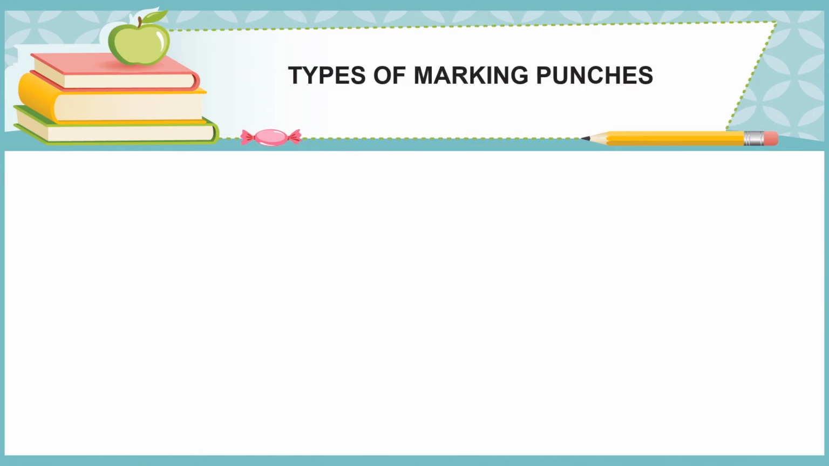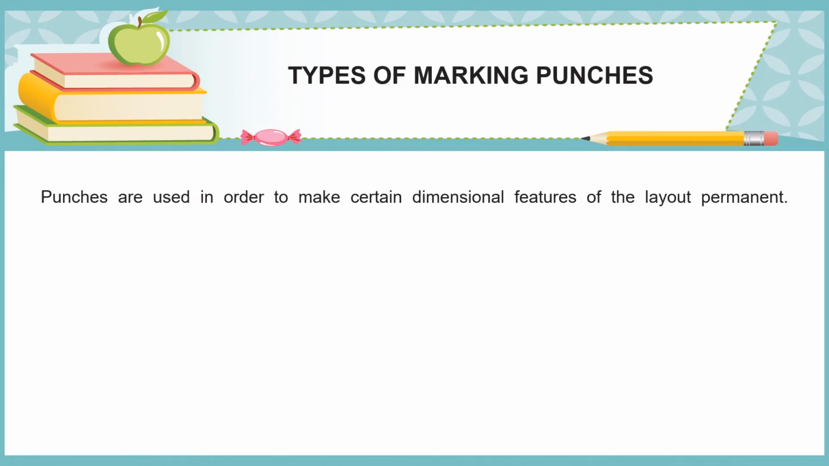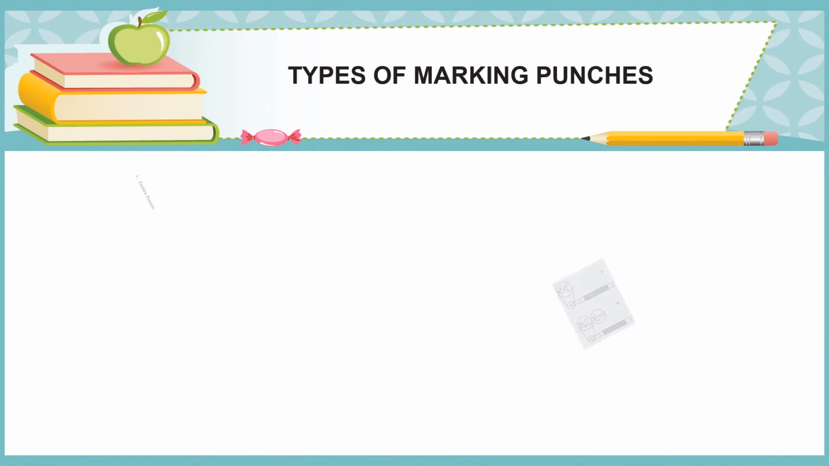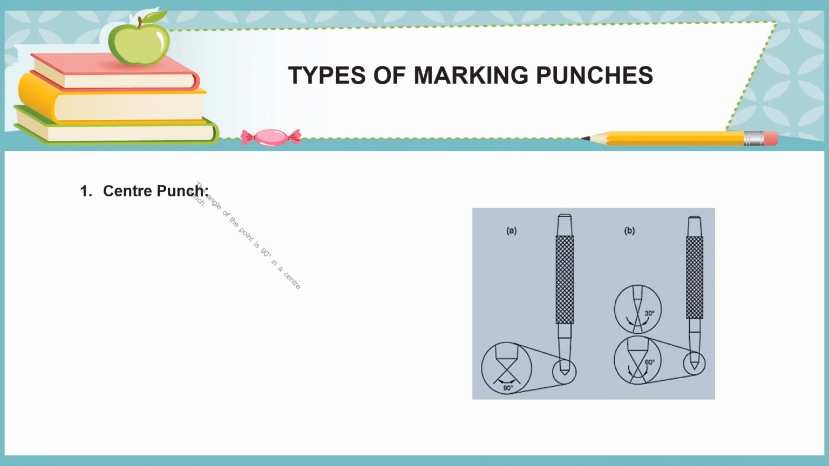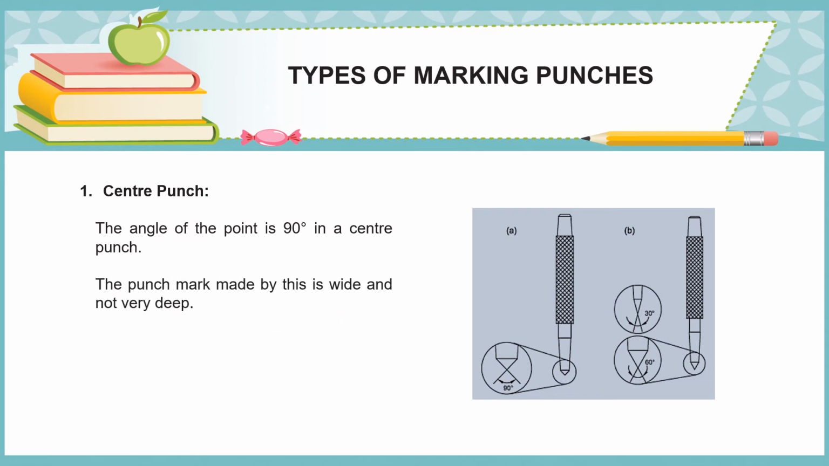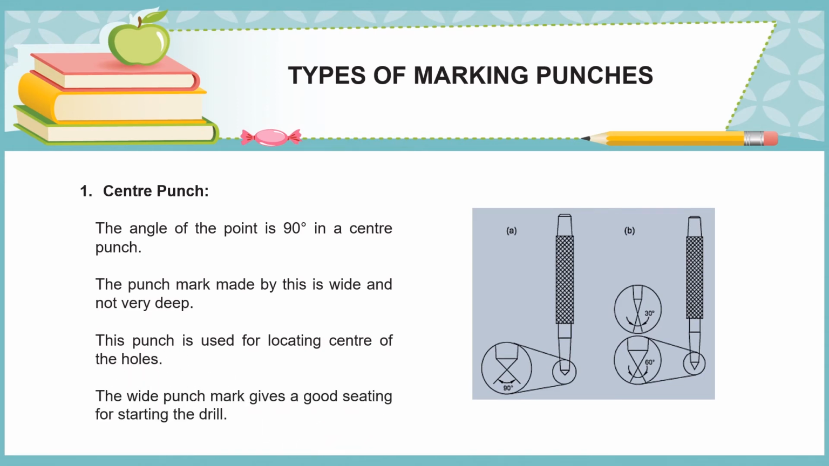Types of marking punches. Punches are used in order to make certain dimensional features of the layout permanent. There are two types of punches. They are center punch and prick punch. Center punch. The angle of the point is 90 degrees in a center punch. The punch mark made by this is wide and not very deep. This punch is used for locating center of the holes. The wide punch mark gives a good seating for starting the drill.